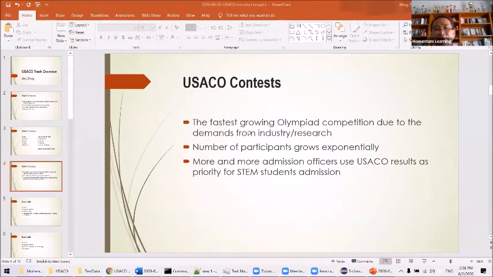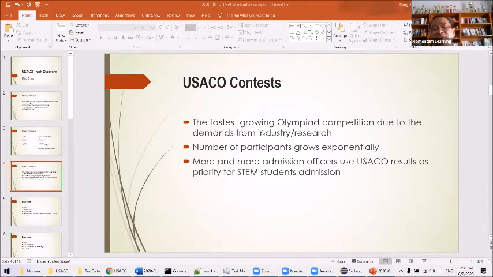Each year, there are about 300,000 students participating in the USAMO contests. That includes MathCounts, AMC 8, 10, 12, AIME, JMO, and USAMO. And at the top of the MO, not many. 300,000 is far more than the participants in the other two.